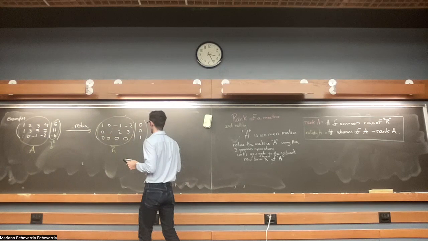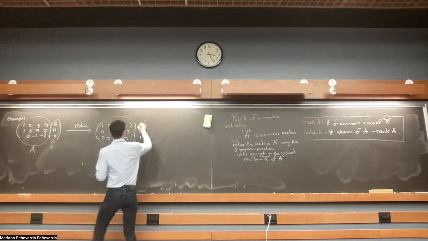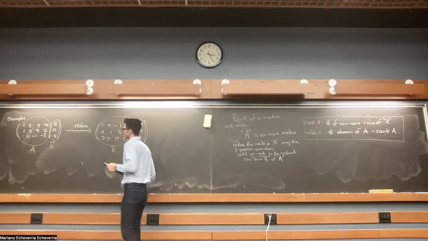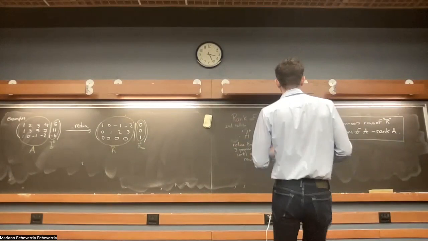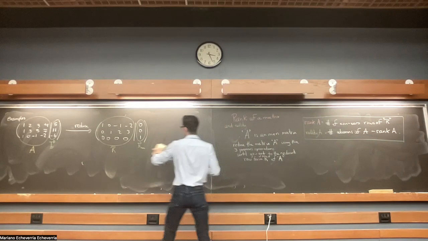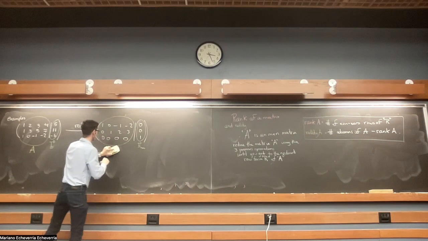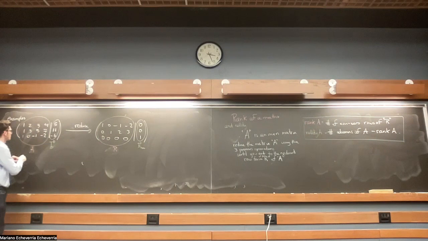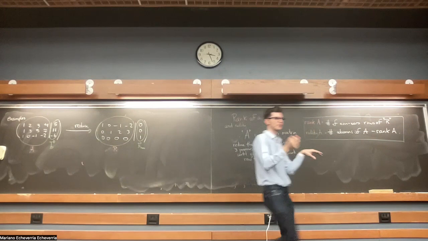And let's call this the vector B. Right, this is R. So A is always the matrix you start with, and R is the version of A that's closest to the identity after you apply these basic operations.